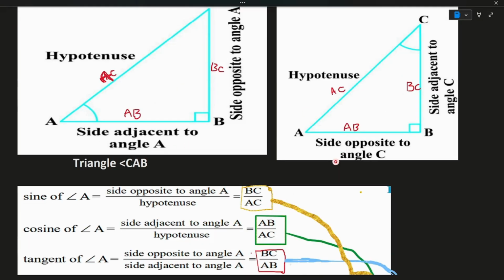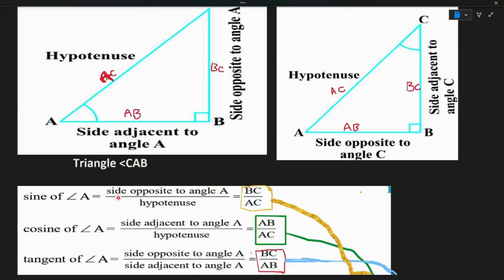Our mathematicians proposed different names for the different ratios of a right angle triangle. We will discuss them one by one here. The sine of A is opposite side by hypotenuse, and the ratio of adjacent side by hypotenuse is called cosine of A. The ratio of opposite and adjacent becomes tangent of A.